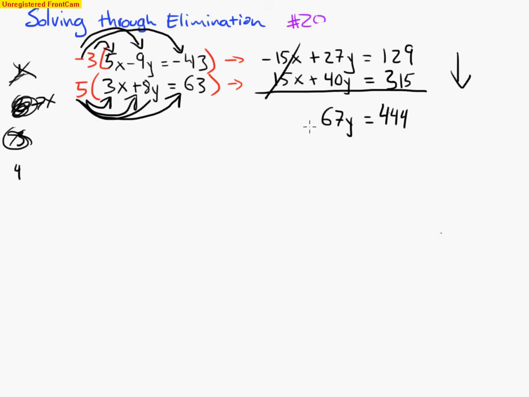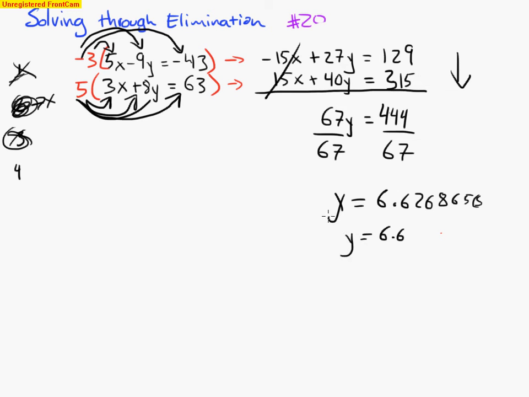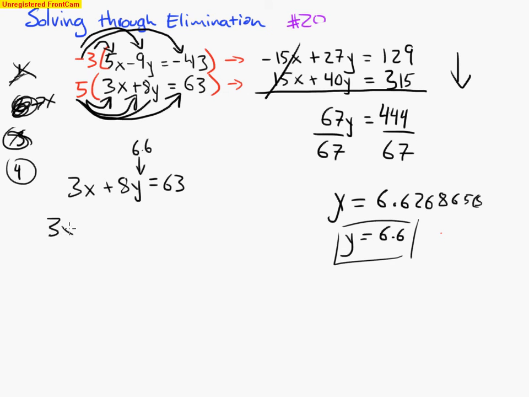I'm going to divide both sides by 67. And I'm getting y equals 6.6268656. So let's round that off to 6.6, okay? Take that guy and plug it back into one of our original equations. So that's what this guy says. So I take 3x plus 8y equals 63. I drop in my 6.6 right there. So I have 3x plus 8 times 6.6 equals 63. 8 times 6.6, I got 52.8.